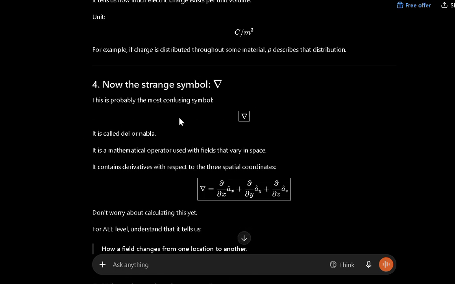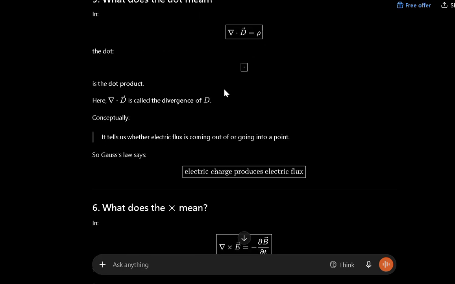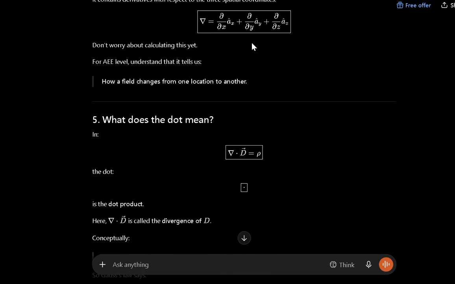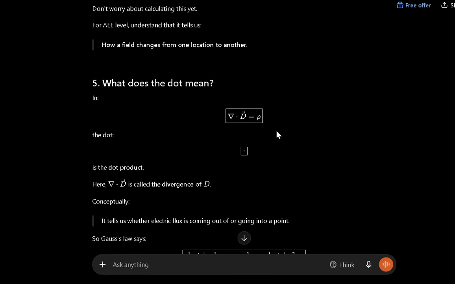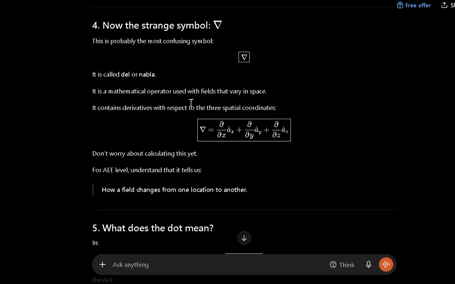Another strange thing, okay, I explained all this. What is the partial derivative of this? Del is a gradient operator.